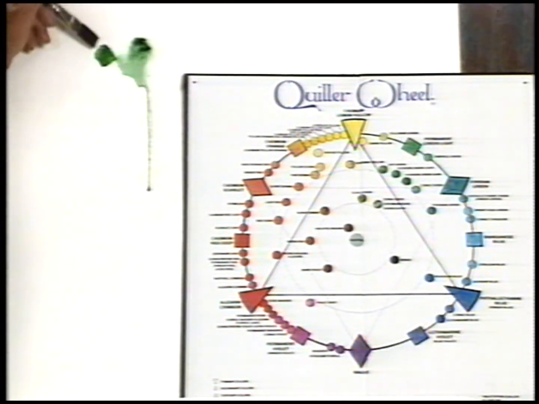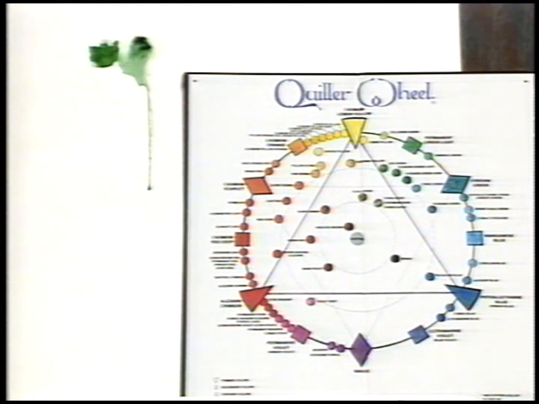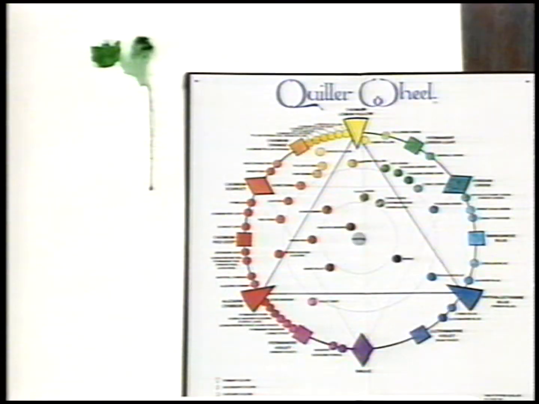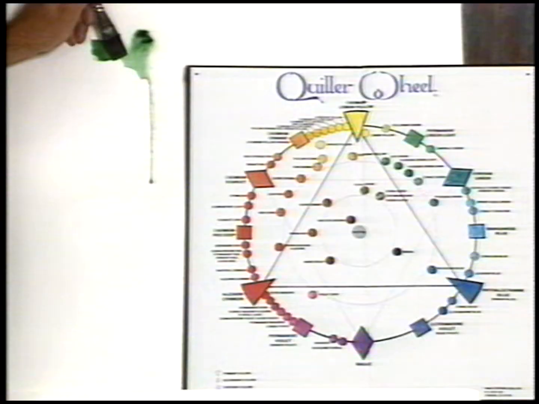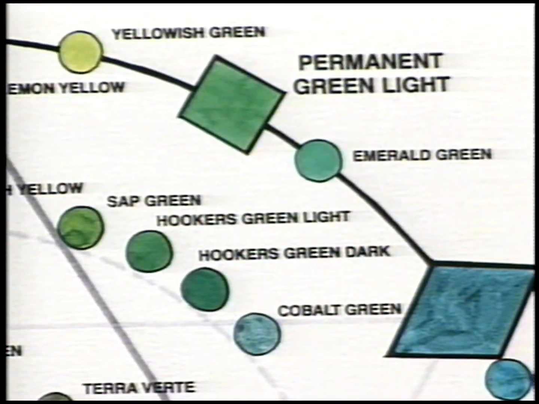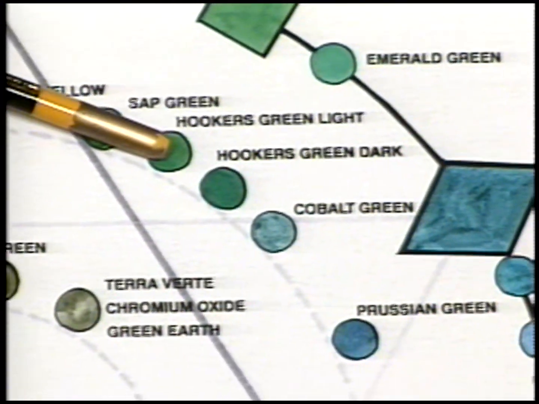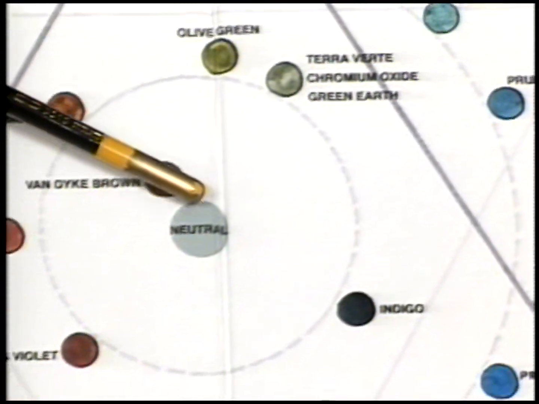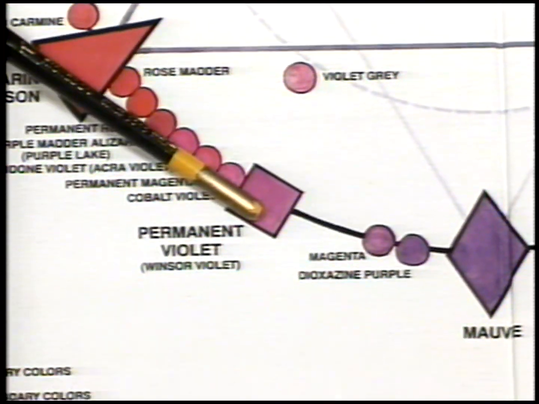Here is the color. As you can see, it's coming very, very close to that cadmium Hooker's green light. Now I can also take the same color, the Hooker's green light, and I can mix it with its complement, going from a permanent green light to the permanent violet.